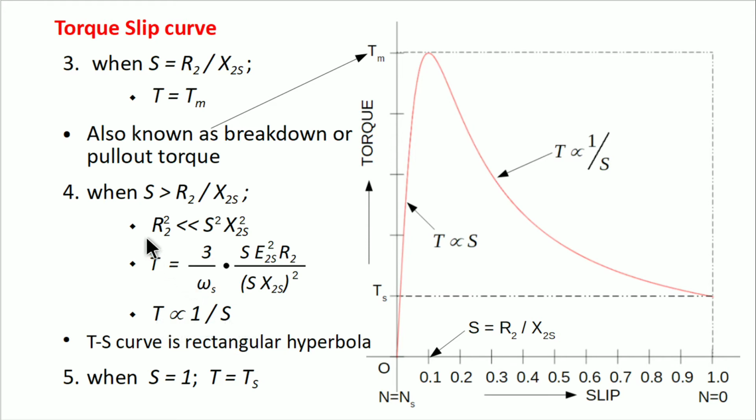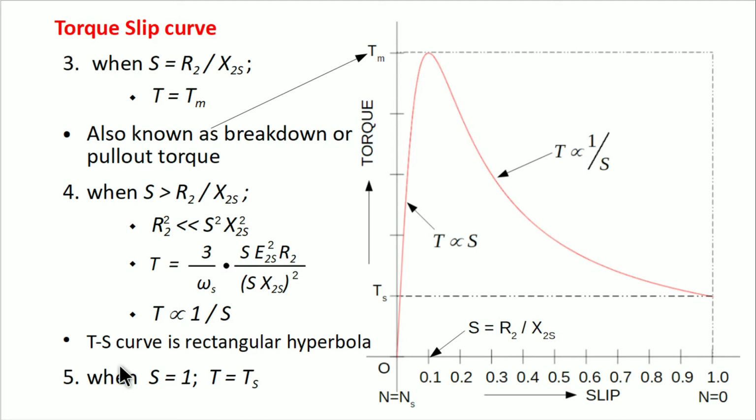For large values of slip which are more than R2 over X2s, that is the maximum torque point, the torque becomes inversely proportional to slip. For all these values which are more than the R2 over X2s value, torque is inversely proportional to slip, and that curve is a rectangular hyperbola as seen in the curve.